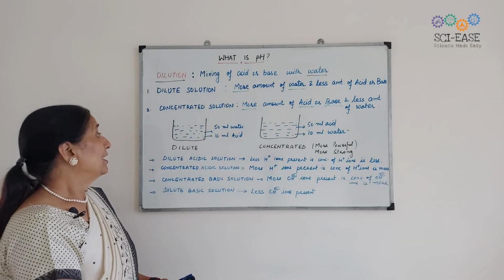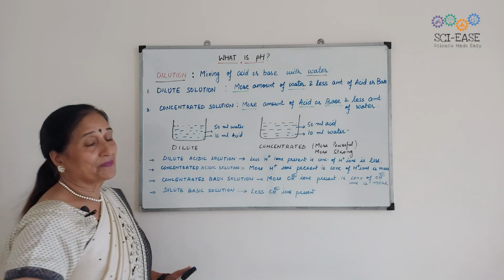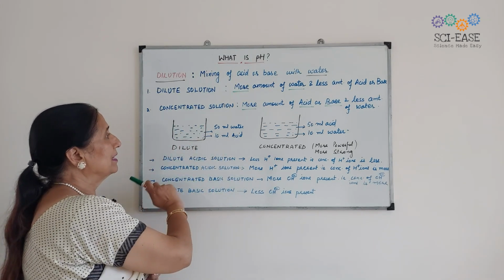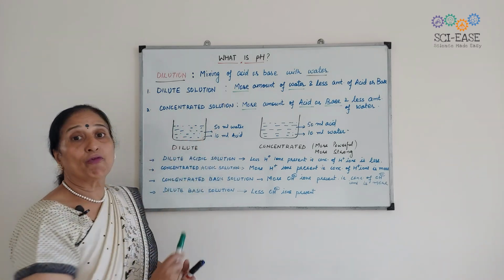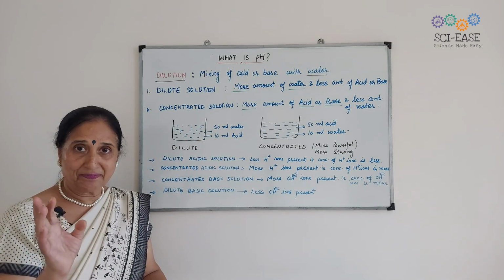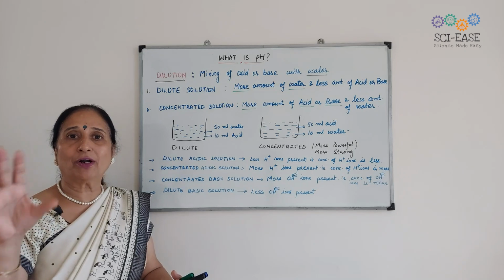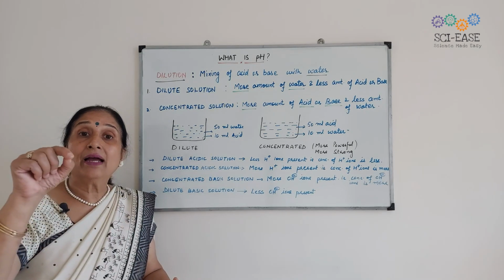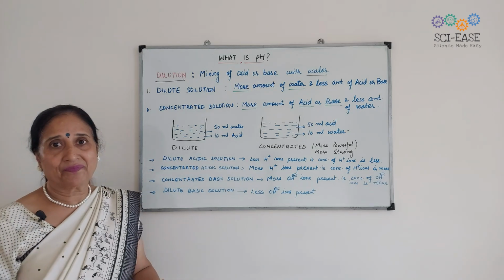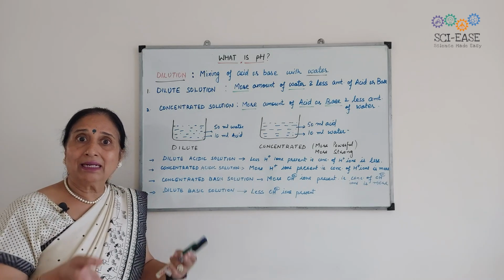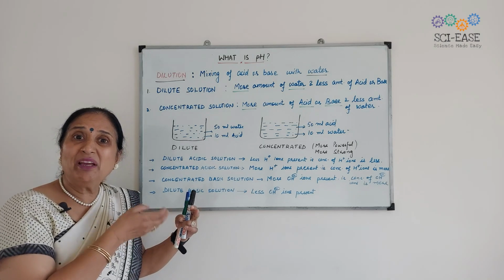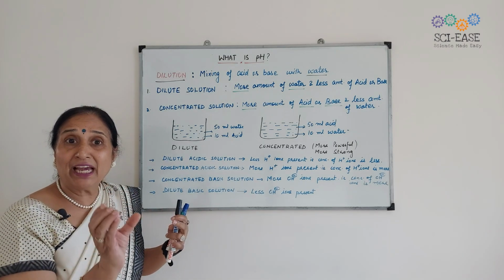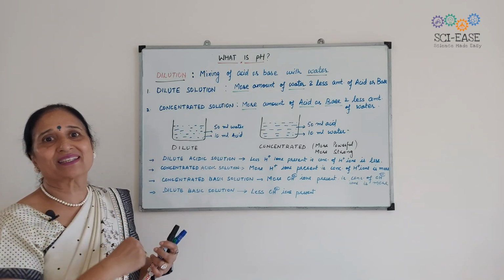Now, in this activity, I am taking one beaker and 50 ml of water in the beaker. I am taking 50 ml of water in a beaker, and to it I am adding 10 ml of an acid. What do you mean by this? That this acid will be very dilute solution. This solution will be very dilute acidic solution, you can say.